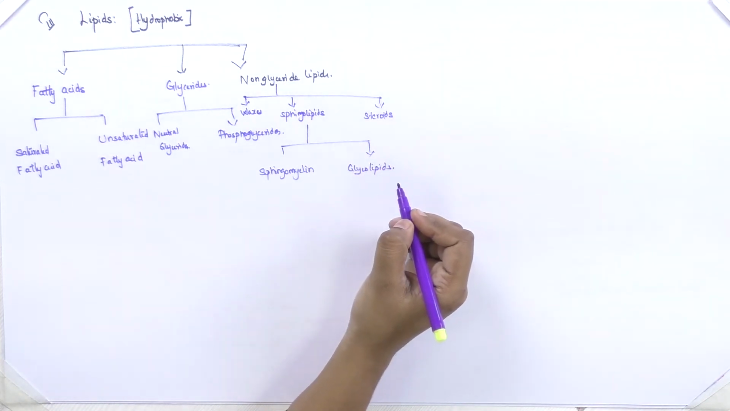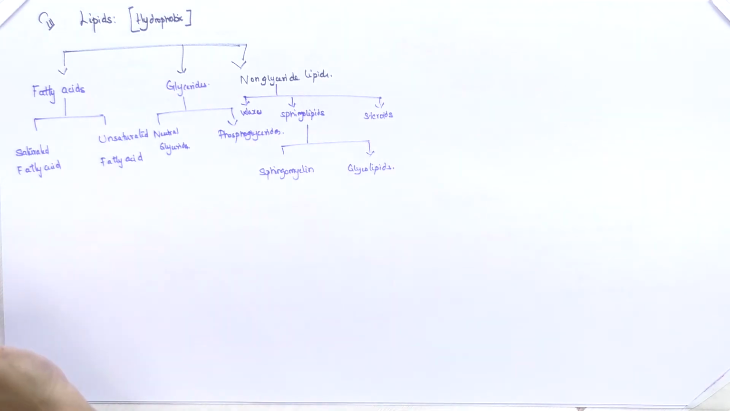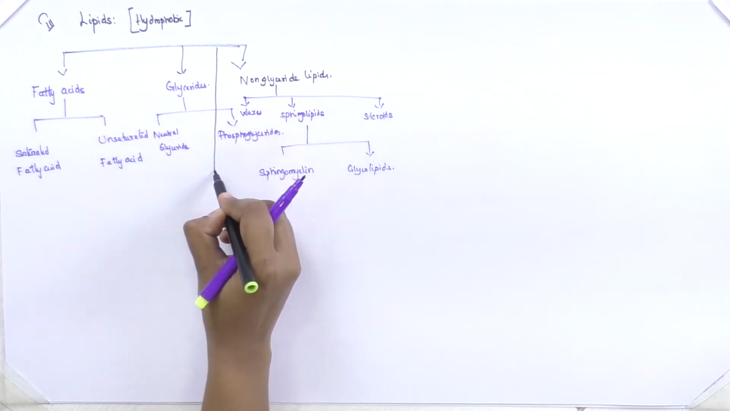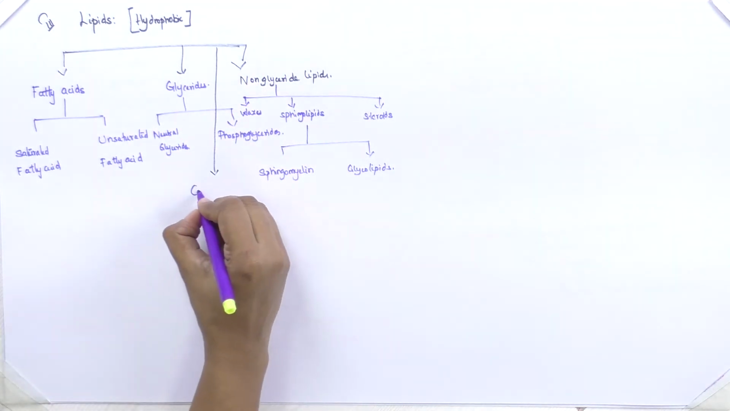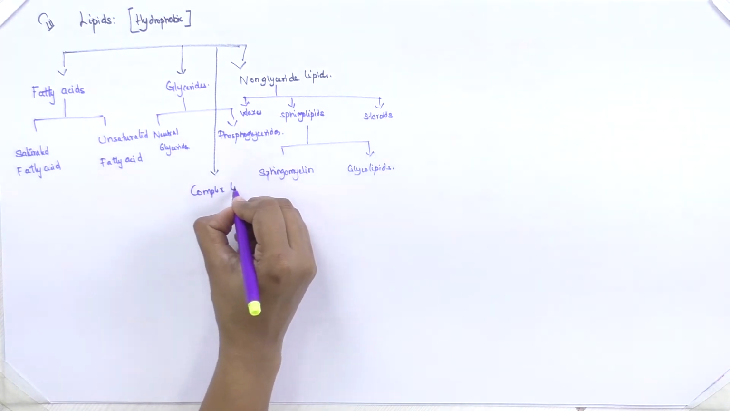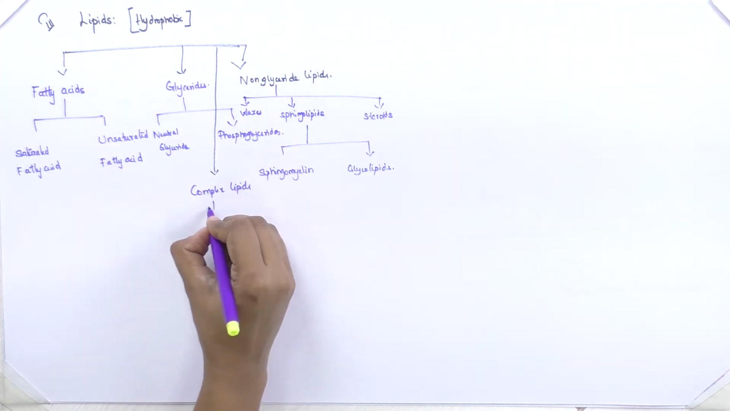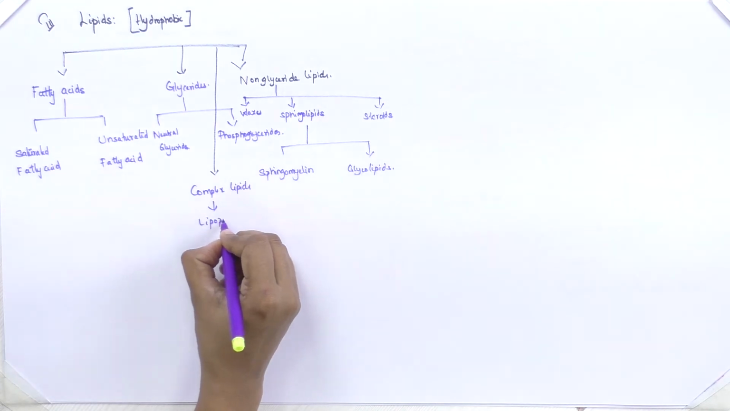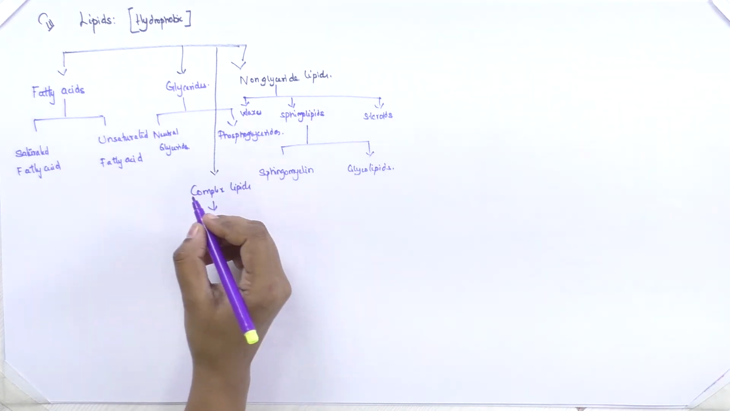There is also one more category of lipids which we don't come across, and they are known as complex lipids. The main examples are lipoprotein. So these are the main divisions of lipids.